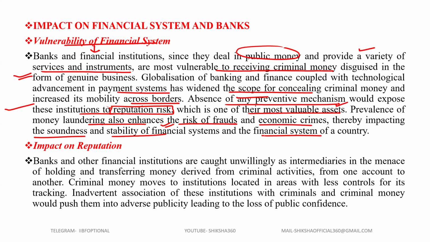Next one, that is the impact on reputation. Banks and other financial institutions are caught unwittingly as intermediaries, holding and transferring money derived from criminal activities from one account to another. Criminal money here moves to institutions located in areas with less control for its tracking.